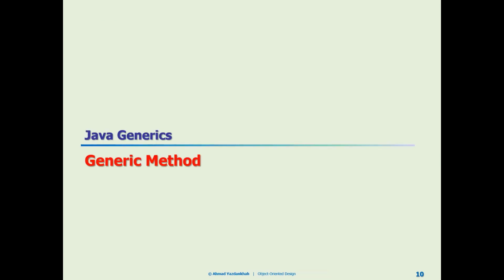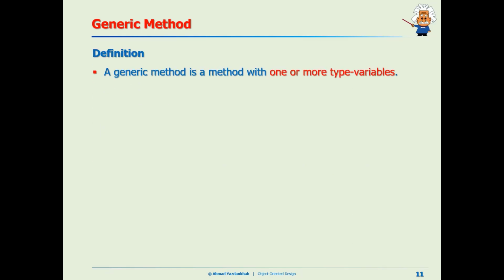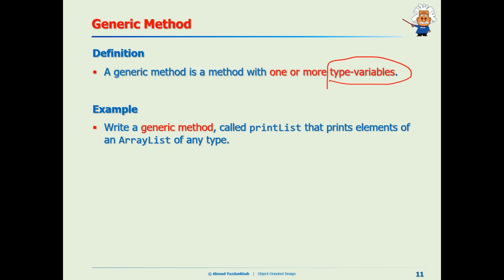This section is dedicated to generic methods, which are very, very useful. Sometimes they are really very useful. So what is the definition of a generic method? A generic method is a method that has some type variables. I'm going to explain that via an example, and I will show you that example in a live demo.